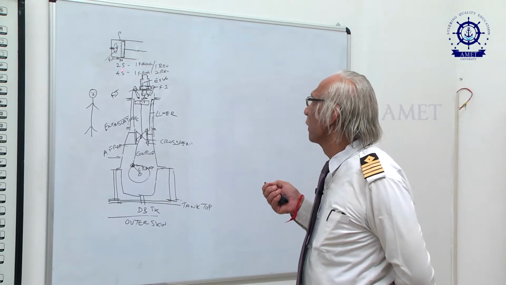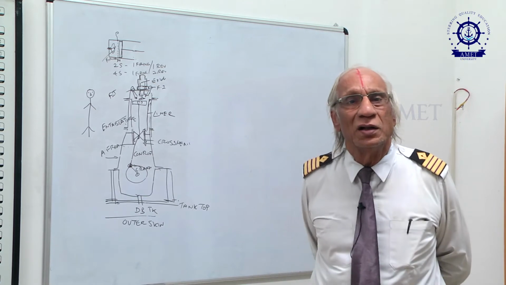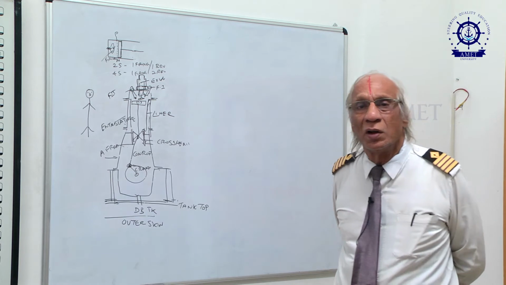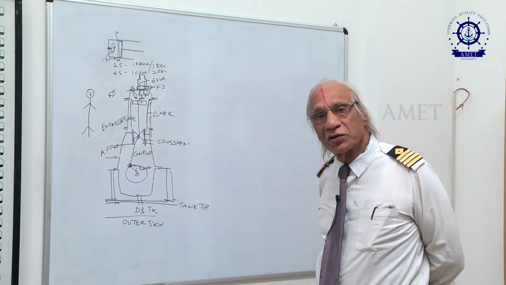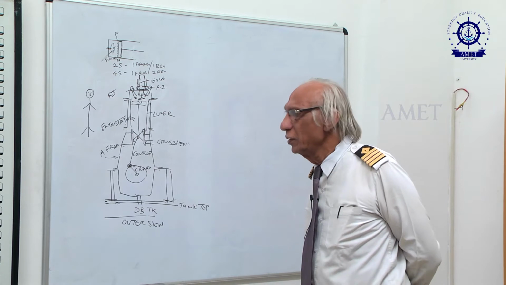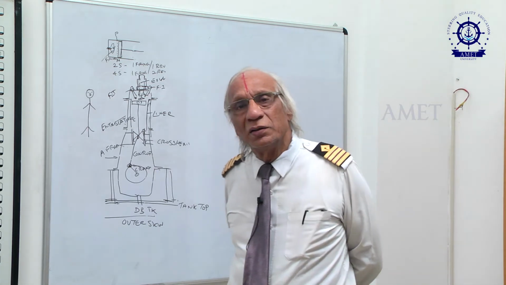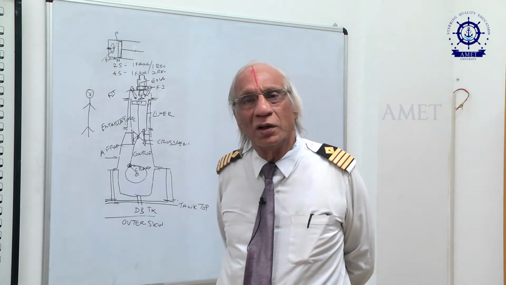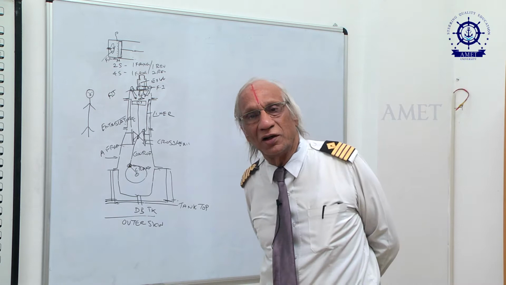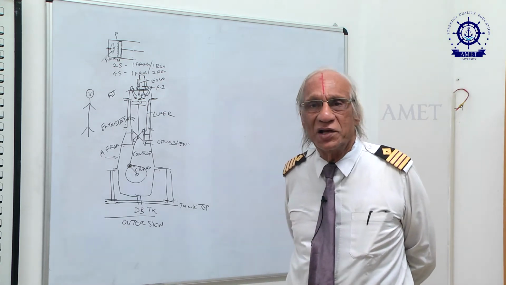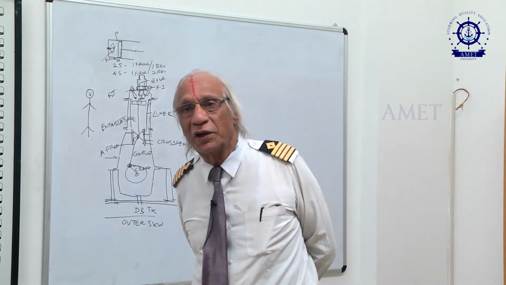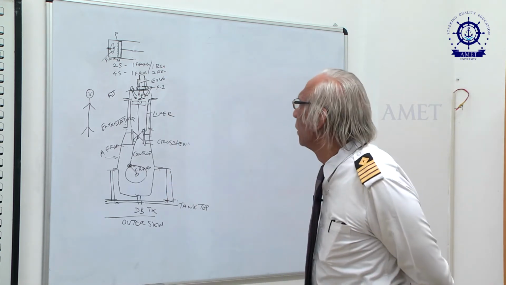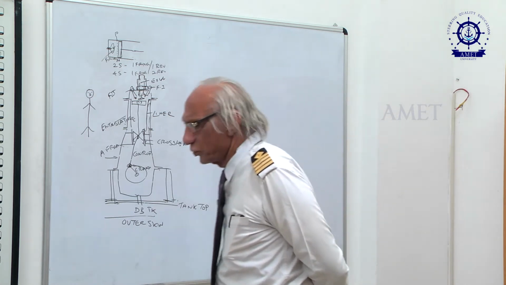In a two-stroke engine, you have one firing cycle every one revolution, whereas in a four-stroke engine, you have one firing stroke for every two revolutions. I repeat, in a two-stroke engine, one firing cycle for every revolution, and in a four-stroke engine, one firing cycle for every two revolutions. Naturally, you will expect the two-stroke engine to produce more power.